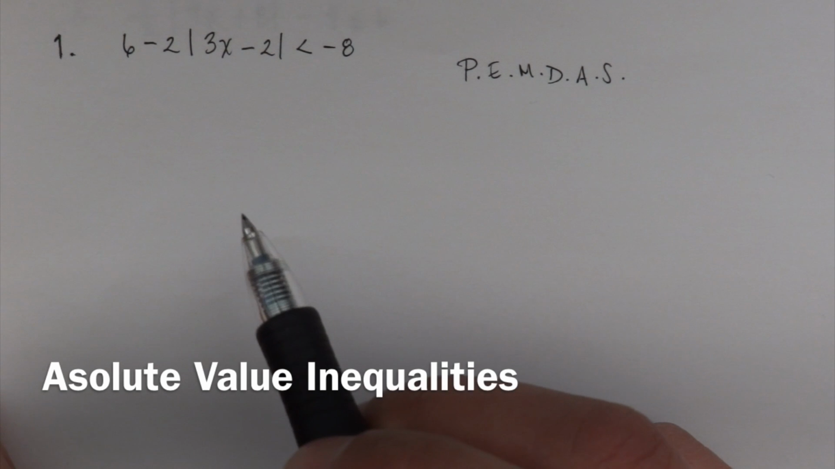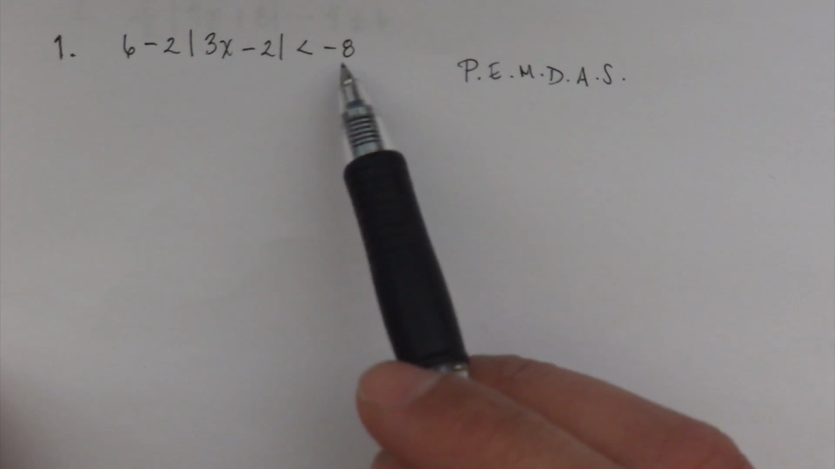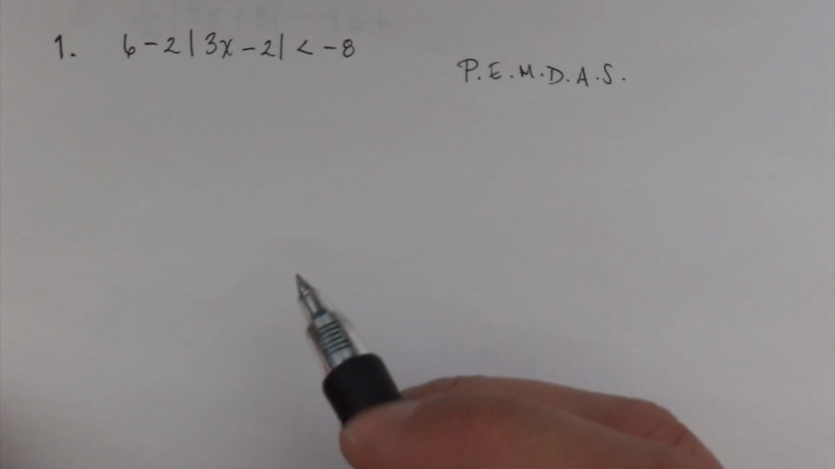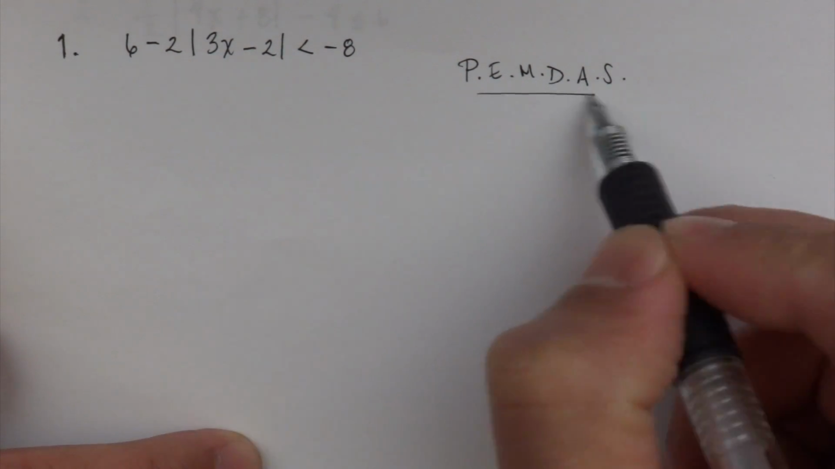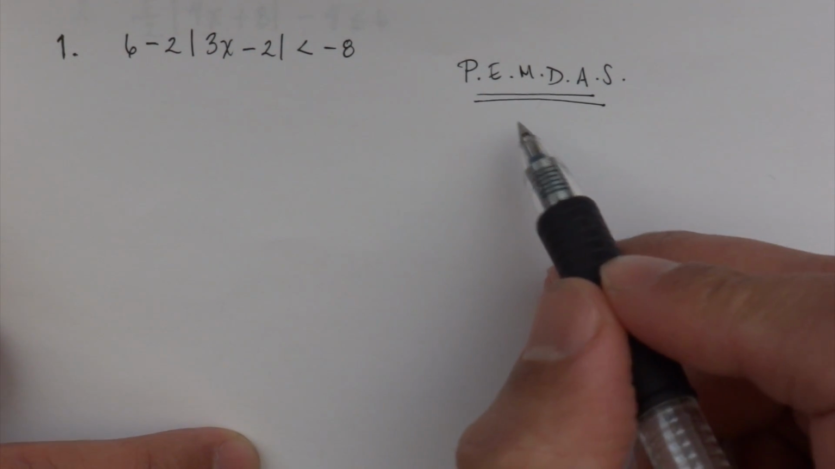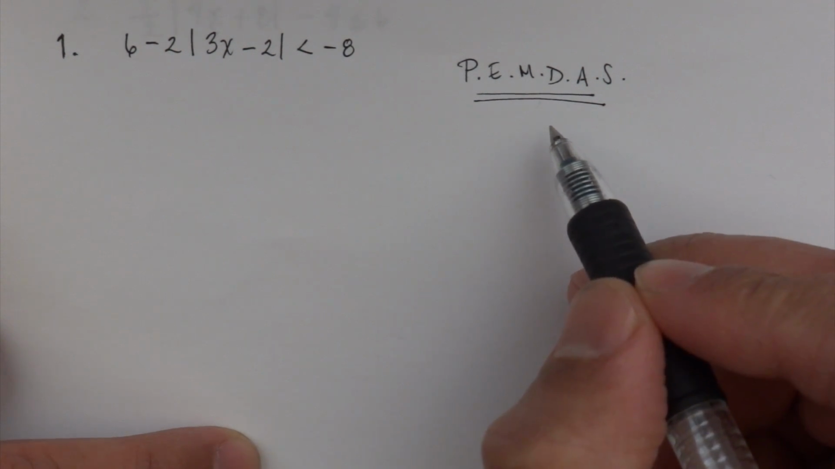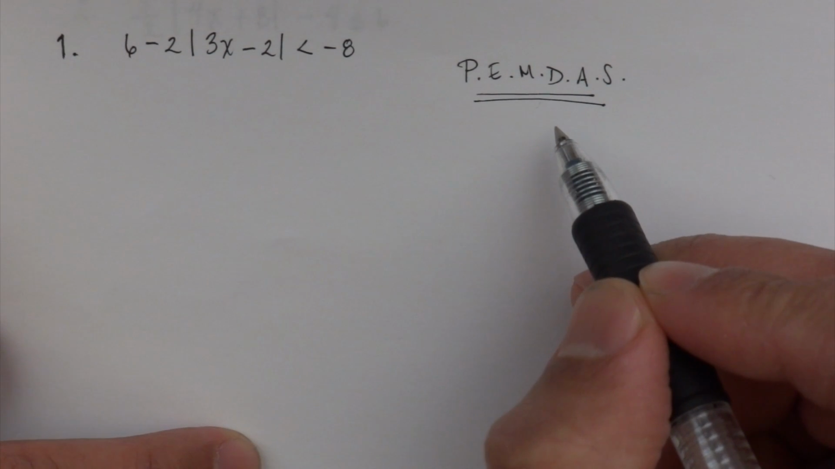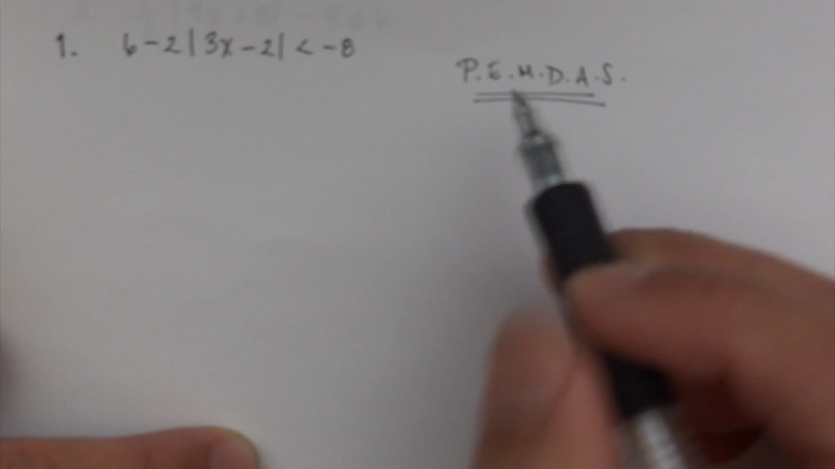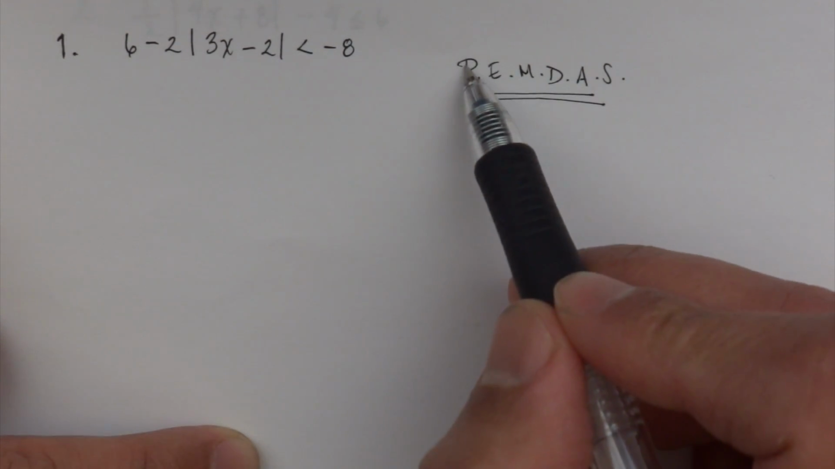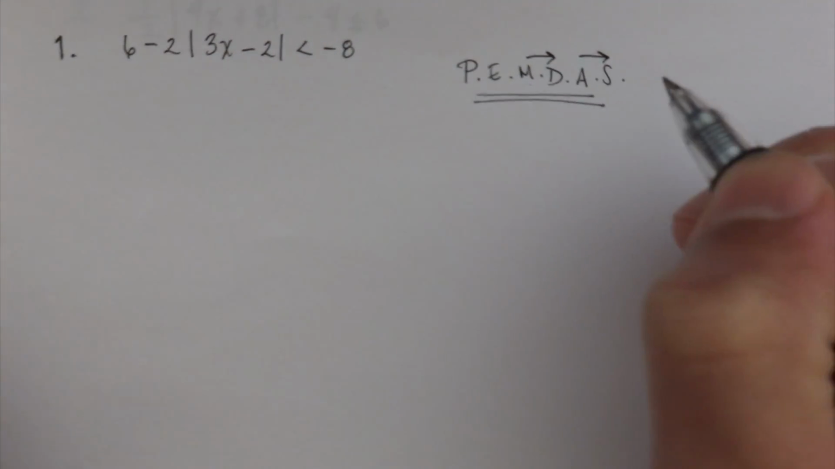Hey guys, today we're going to talk about solving multi-step linear inequalities, but with absolute value signs. The first thing you want to do is understand what we're doing here. I wrote here PEMDAS, which is the order of operations that we need to use every time we're solving these. When you're solving equations, you're actually doing the reverse. Remember order of operations: parentheses, exponents, multiplication, division from left to right, addition, subtraction from left to right.